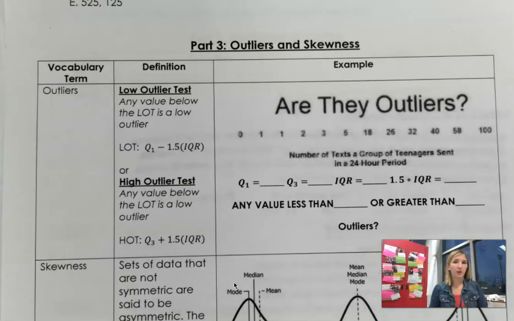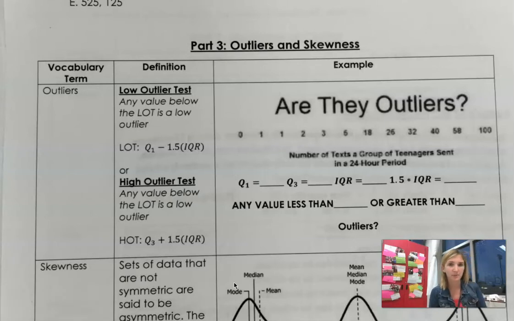All right, part 3, our last part, outliers and skewness. All right, so we've talked about identifying potential outliers, right? Now we're actually going to identify them based on our low outlier test and our high outlier test. All right, so I abbreviated hot and lot. That was Rakia Butler my first year that came up with hot and lot.